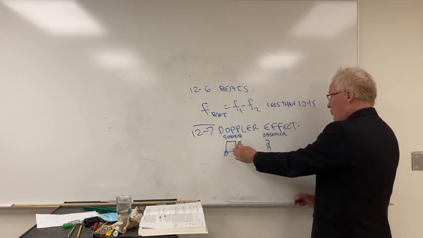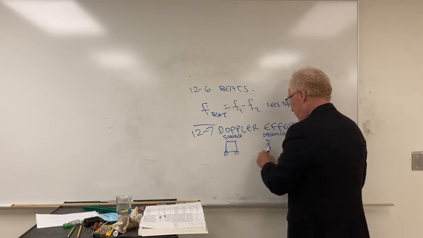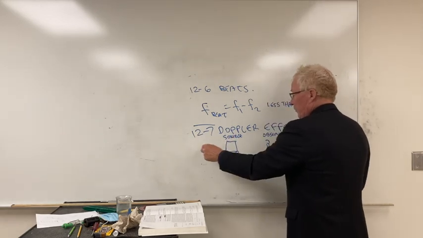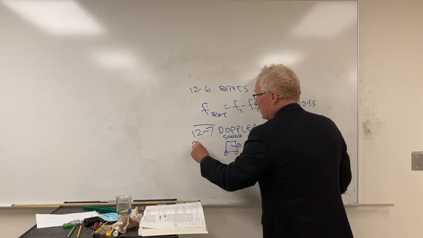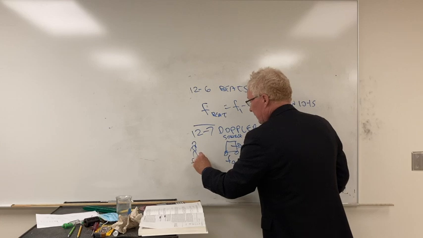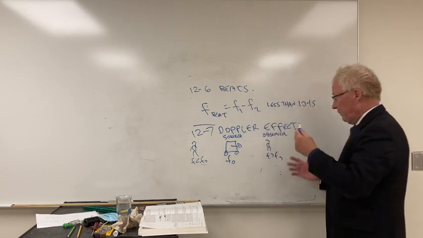All right, if the source is moving towards you, you have a higher frequency. If it's moving away, so if you're on this side, that's that way. This is F naught. Here F is less than F naught. Here F is greater than F naught. And we have the formulas for that.